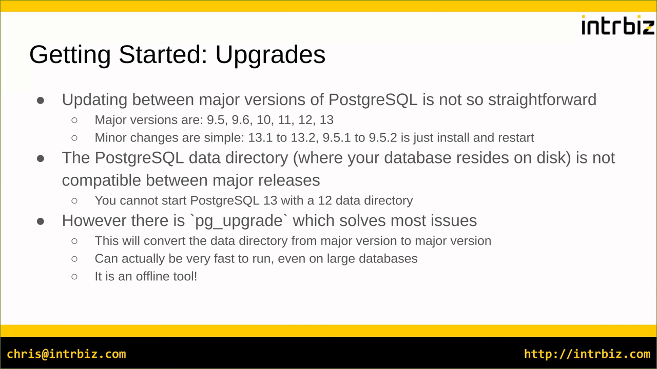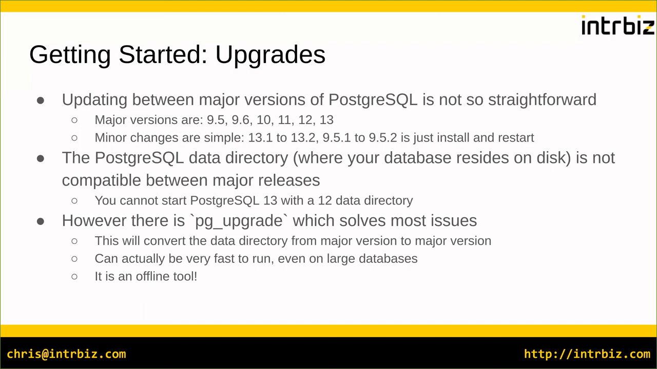So the Postgres data directory that we've already talked about, it's important to remember that it is not compatible between major releases. So you can't start a Postgres 13 server with a data directory that was written by Postgres 12. You also can't change that between different CPU architectures. So if you had Postgres running on an ARM machine and Postgres running on an x86 machine, you can't interchange those data directories. This has been one of the reasons that upgrades have historically been a bit of a problem in Postgres.